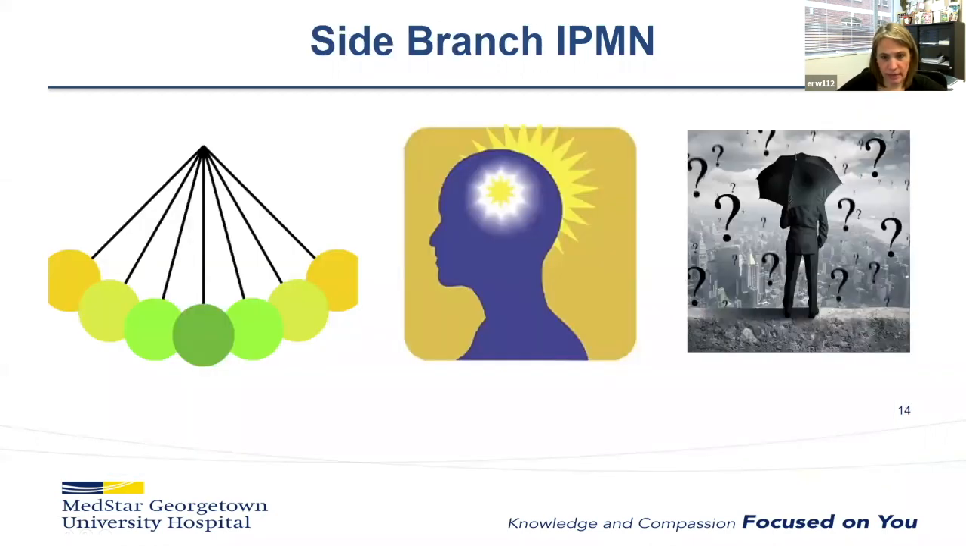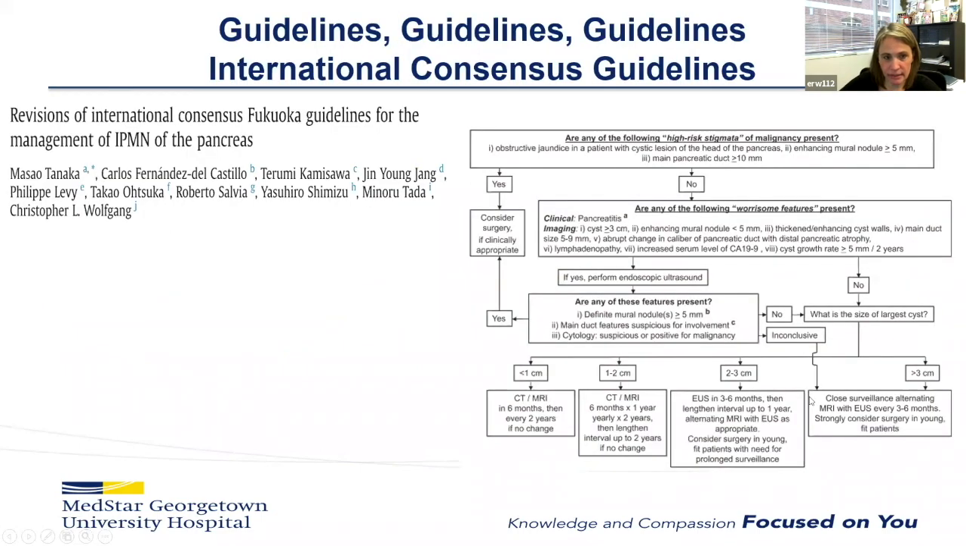Okay, so side branch IPMN, this is our slide from last week, where really the pendulum in this disease is swinging most widely. The guidelines really all have to do with this back and forth. I think there's still a lot of questions about how we should manage that, and that's why a lot of institutional and international collaborations have tried to address this entity.